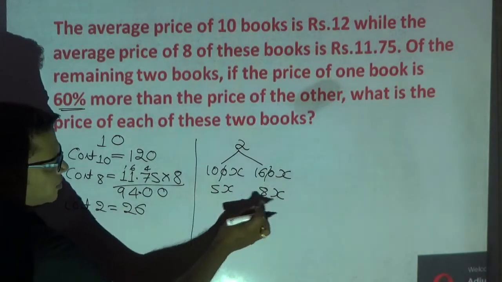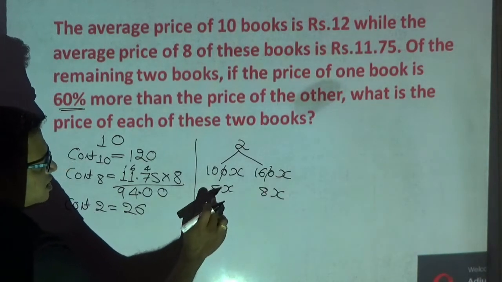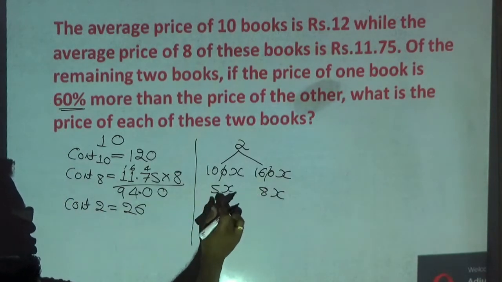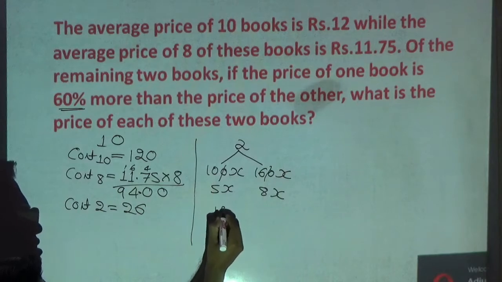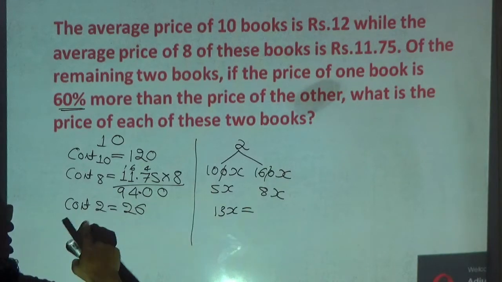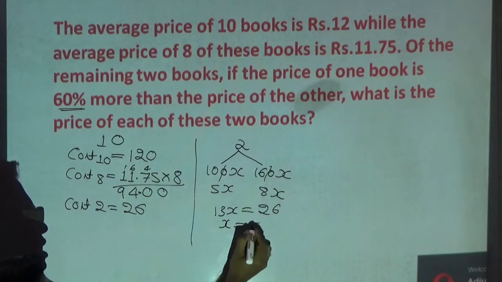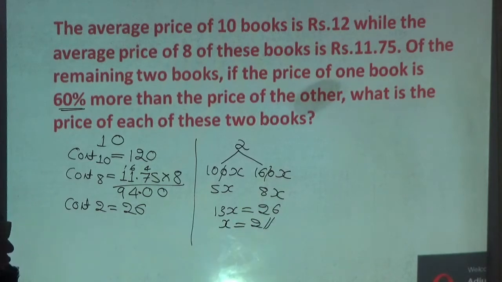See here also, this book is how much percent? 60% more than this. Now, we know that the cost of these 2 books is 8 plus 5, that is 13x. The cost of these 2 books, I know, is nothing but 26. So x will be equal to 26 by 13, that is 2.